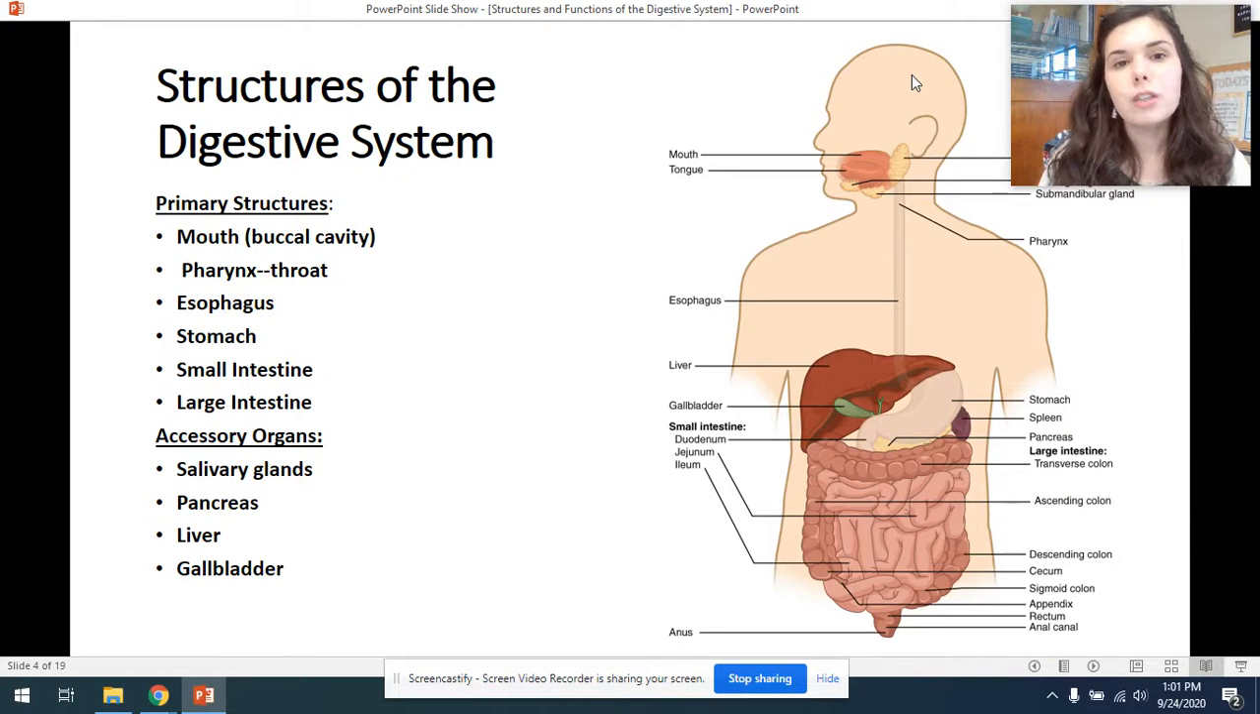Your accessory organs or secondary structures are things like our salivary glands, which are located in our mouth that help produce saliva, our pancreas, our liver, and our gallbladder. And we'll talk about what each of these do.